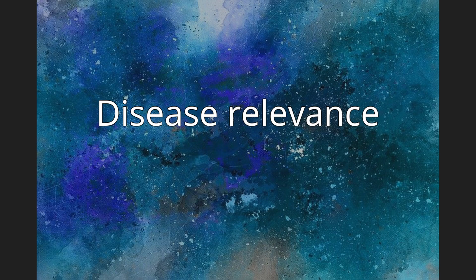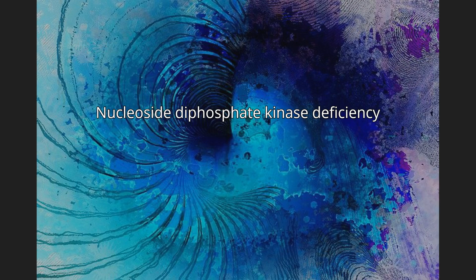Disease relevance. Nucleoside diphosphate kinase deficiency. Nucleoside diphosphate kinase, NDP kinase, catalyzes in vivo ATP-dependent synthesis of ribo and deoxyribonucleoside triphosphates. In mutated Escherichia coli that had a disrupted nucleoside diphosphate kinase, adenylate kinase performed dual enzymatic functions. ADK complements nucleoside diphosphate kinase deficiency.